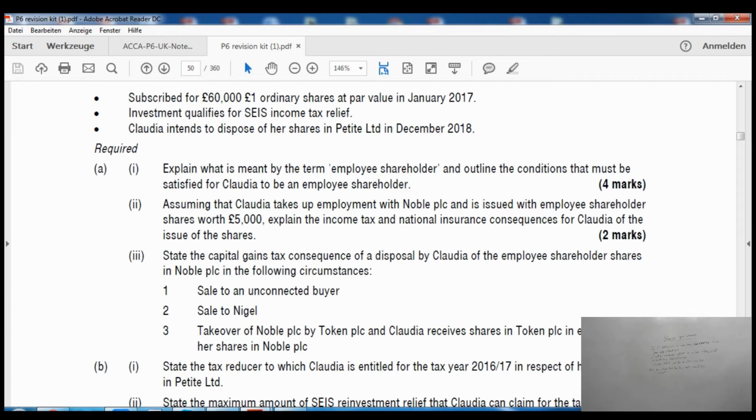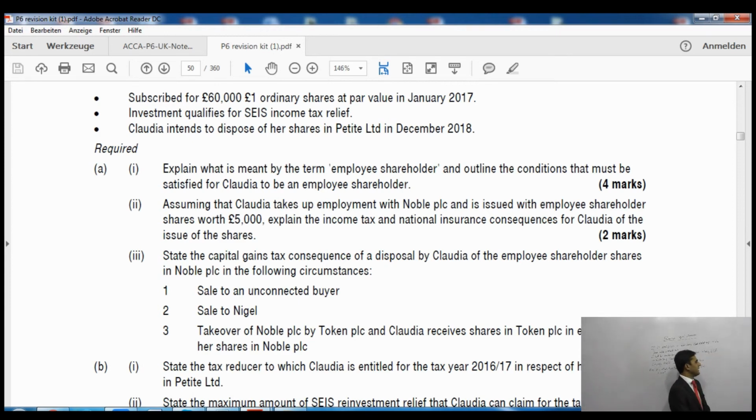In part A2 it says, assuming that Claudia takes up employment with Noble PLC and is issued with employee shareholder shares worth £5,000, explain the income tax and national insurance consequences for Claudia of the issue of the shares. Now the shares are given for £5,000. Up to £2,000 we know that we don't have to pay anything. Excess of that, 5,000 less 2,000, the difference is £3,000. That £3,000 will be considered as employment benefits, as we have seen in our notes. So you will have to include it in employment income, and you will have to pay income tax on that.